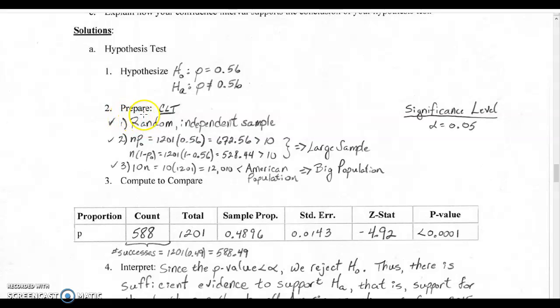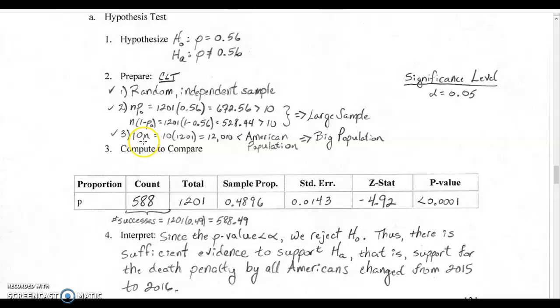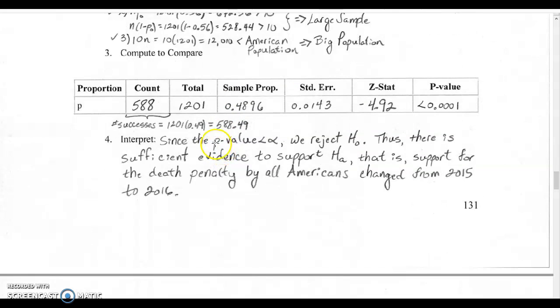So the first thing we do in our preparations phase, the second phase of doing the hypothesis test, is we check the central limit theorem. So random, independent sample; n times p naught, or the number of successes we would expect in the sample, is 673 here. And n times 1 minus p naught, or the number of failures we would expect in the sample, is 528. So we certainly have a large sample, both of these bigger than 10. And of course, 10 times n, which is 12,010, is certainly less than the American population, so it's a big population.